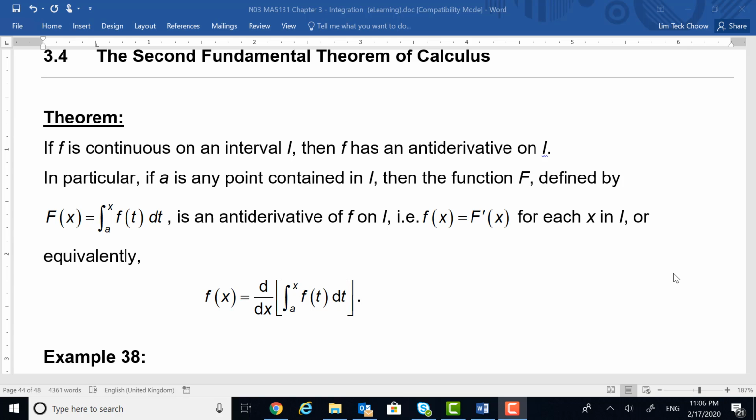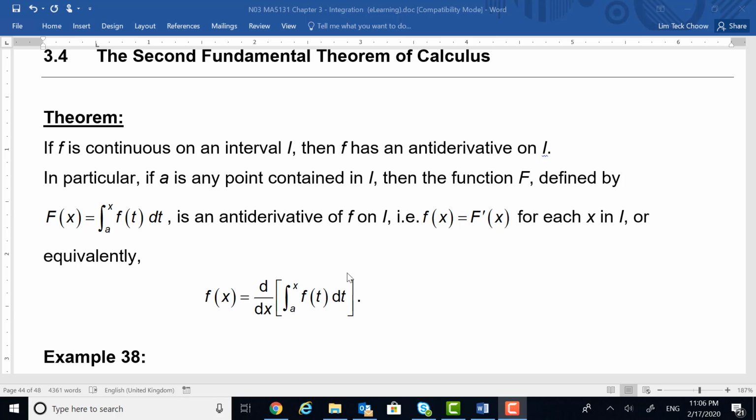The second fundamental theorem of calculus. The main thrust of this theorem is actually found in this simple statement here. If you look carefully, what it says is if you were to differentiate an integral, then you get back the function f(x). What's important to note is that in this derivative, you are differentiating with respect to x, and x must appear as the upper limit.